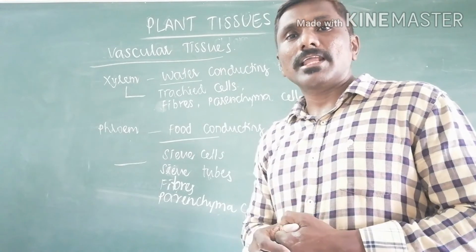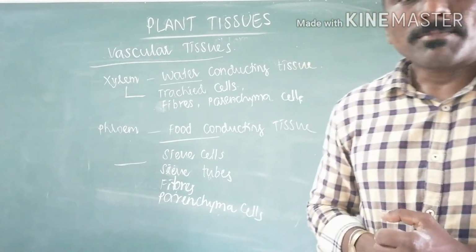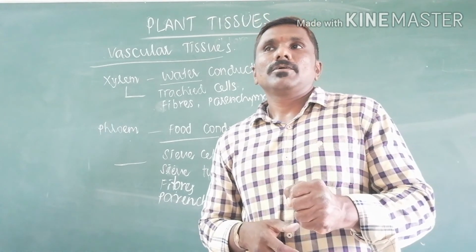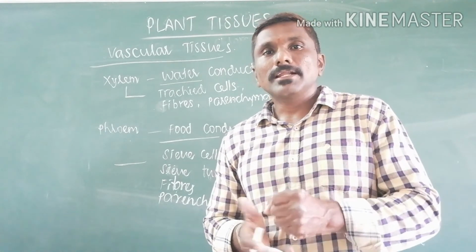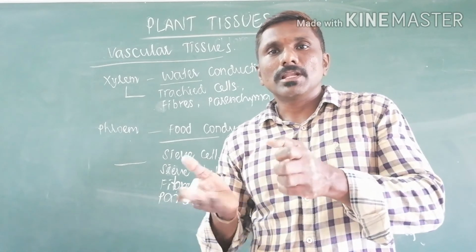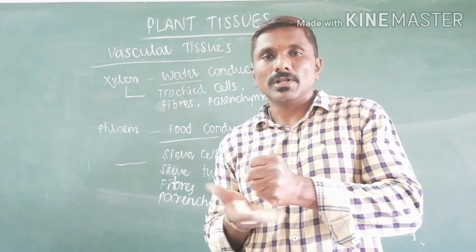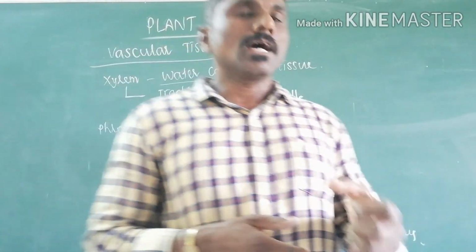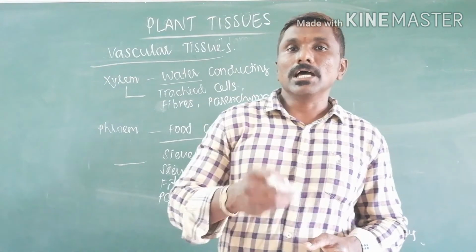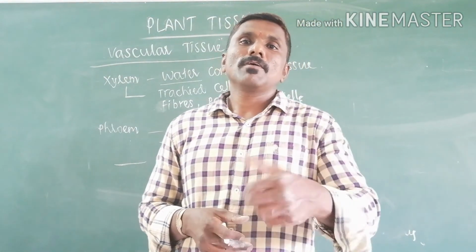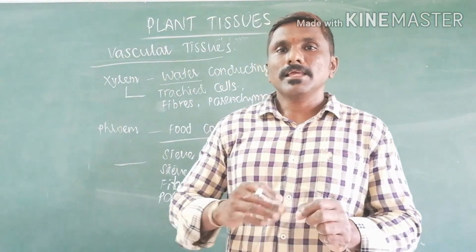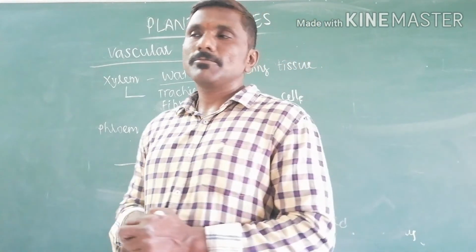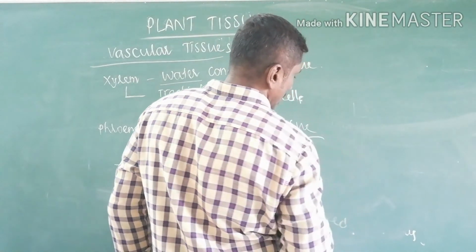For this we are having an activity. Take a potted plant and cut up to the level of the root, and put it in colored water for some time. Then take a section of the shoot. You will observe the arrangement like this here.